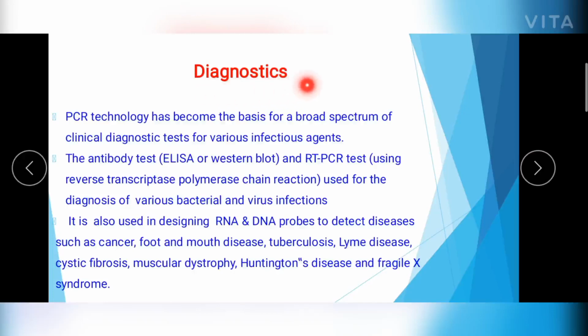Later, coming to the next application, disease diagnostics, this particular technology is in the form of PCR or RT-PCR, that is reverse transcriptase polymerase chain reaction, and ELISA, that is the antibody test. Different kinds of infectious agents, that is bacterial and virus infections, can be easily diagnosed with these techniques, and it is also used for designing RNA and DNA probes which are used to detect diseases such as cancer, foot and mouth disease, tuberculosis, muscular dystrophy, Huntington's disease.